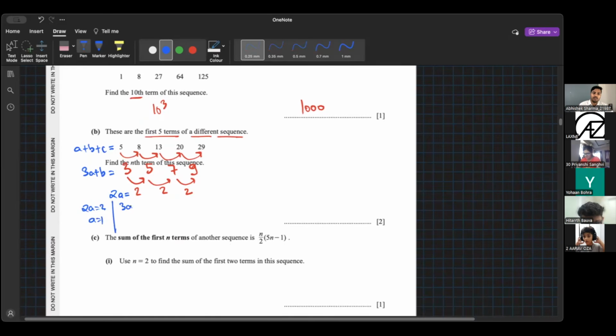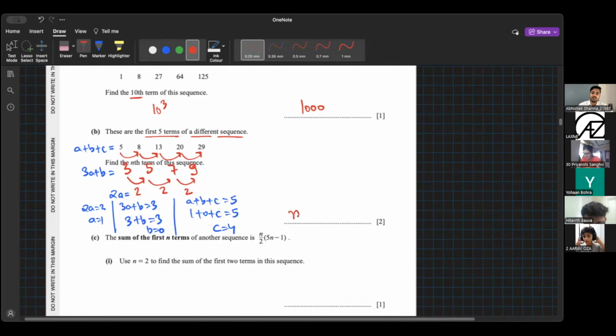Then 3a plus b equals to 3. A is 1. So 3 plus b equals to 3. This makes b equals to 0. And the third one, a plus b plus c equals to 5. A is 1, b is 0, c is unknown equals to 5, and c is 4. Now we have all the values of a, b, and c.